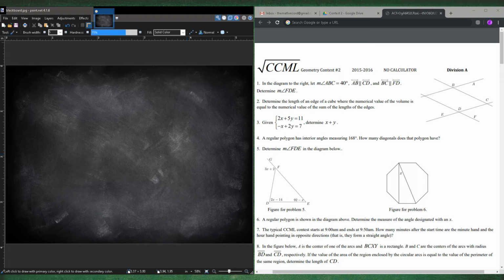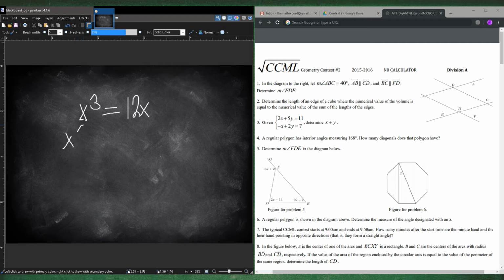Question 2. Determine the length of an edge of a cube whose numerical value of its volume is equal to the numerical value of the sum of the lengths of the edges. Okay, so the volume of a cube is equal to its edge cubed. Let's say its edge is length x, so its volume is x cubed, which is equal to the sum of the lengths of the edges. There are 12 edges in the cube, so you have 12 times x as the sum.